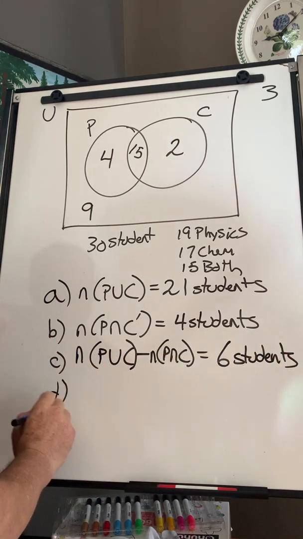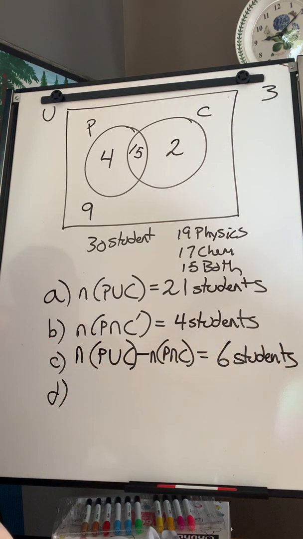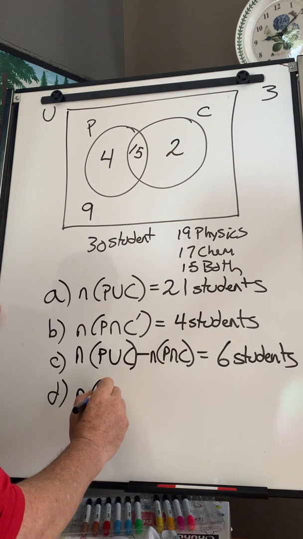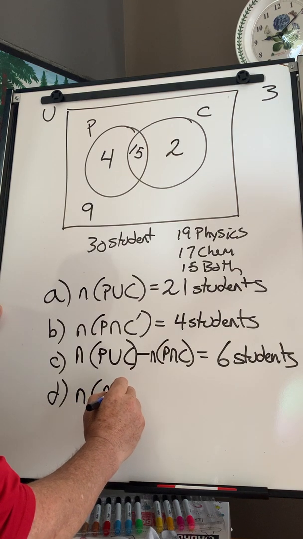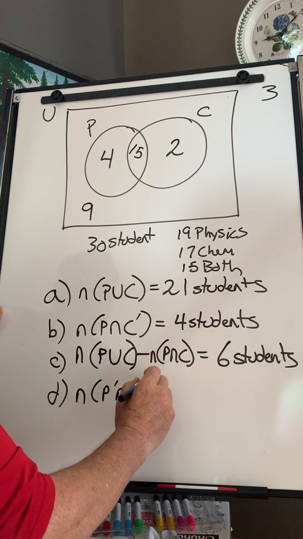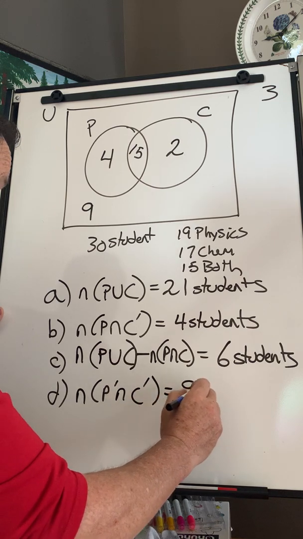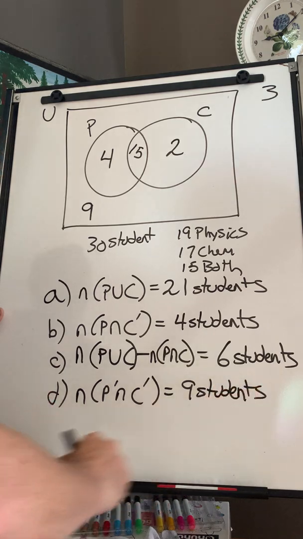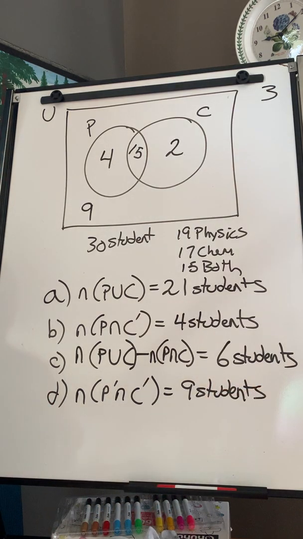And then finally D, neither subject. Well, that's down here. So the number of elements, P prime intersecting with C prime, equals 9 students. Hopefully that's enough information, and that'll be the last video for chapter 2.